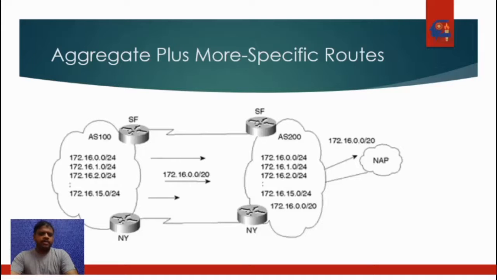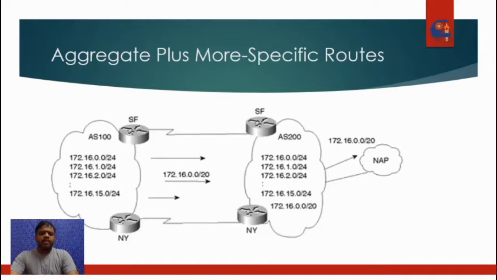So how can we solve this? To balance the load, Autonomous System 100 sends the aggregate and all the more specific routes. Different metrics could be sent for different routes on each of the links. This way, based on the traffic network number, Autonomous System 200 can decide whether to use the SF or NY link when trying to reach Autonomous System 100.